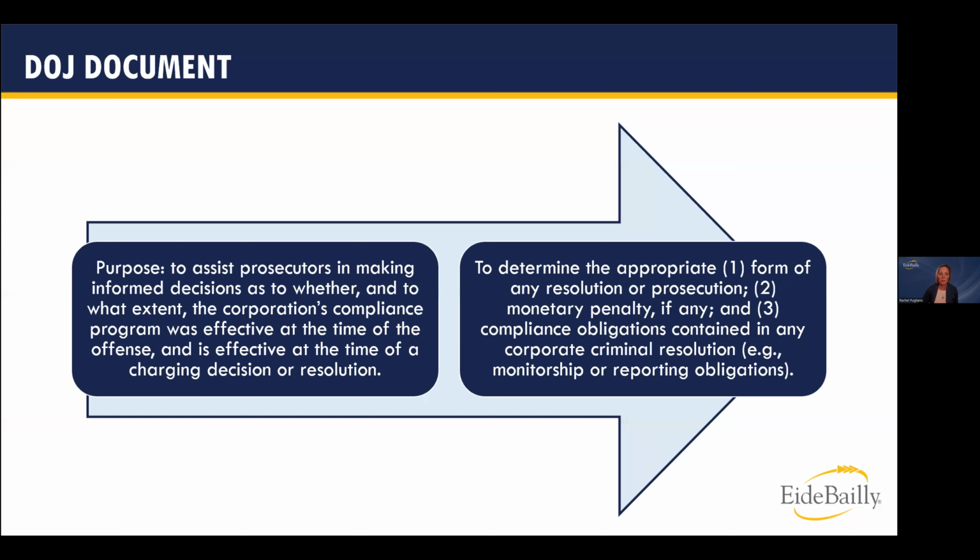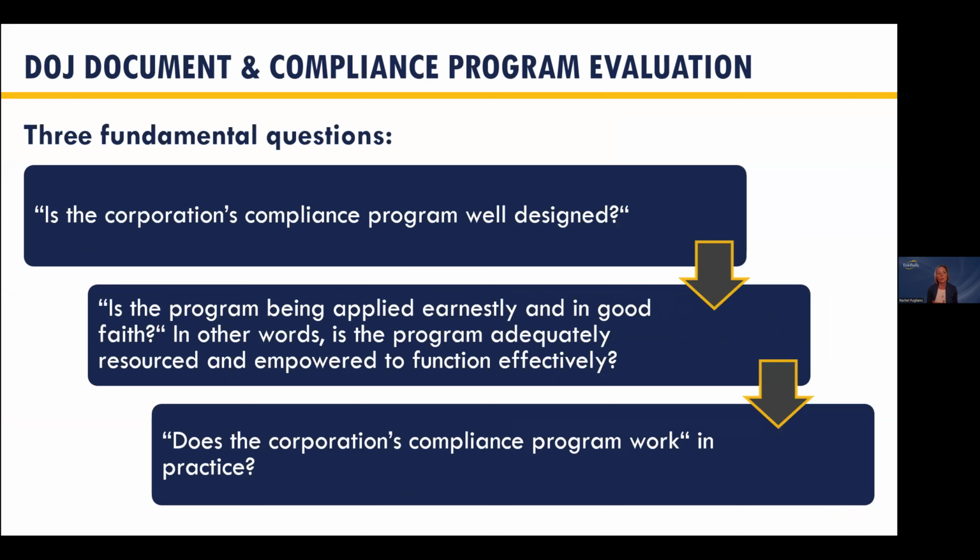And some of this might be just as simple as looking at your denials dashboards. Do we have dashboards? Do we have access to this kind of data? Are we using it effectively to help guide us in some of our decision making and root cause analysis? So the three fundamental questions that the DOJ posed is: is the corporation's compliance program well designed? Is the program being applied in good faith? Does the program work in practice?